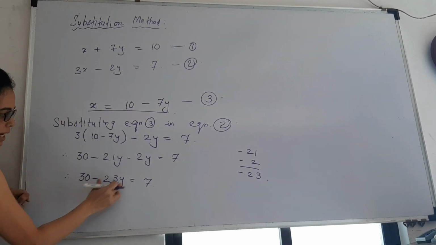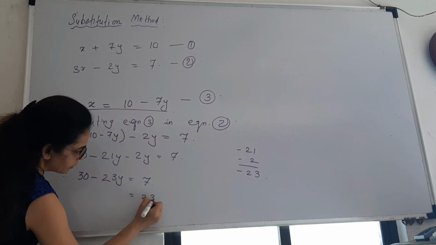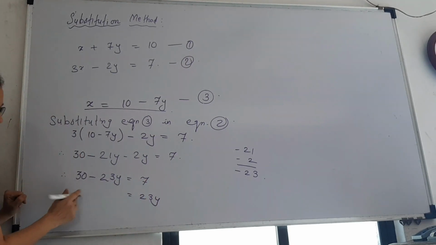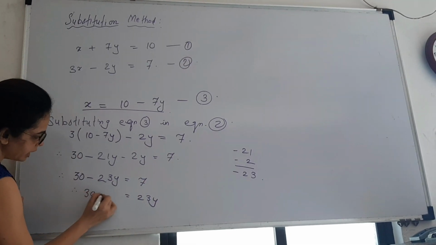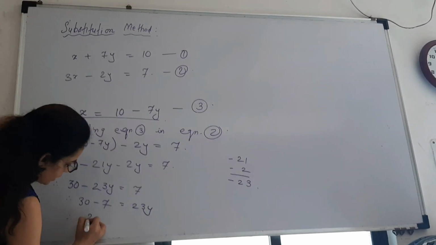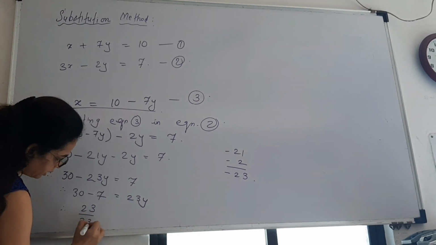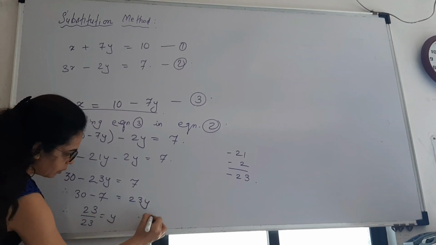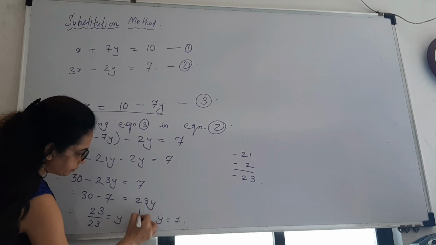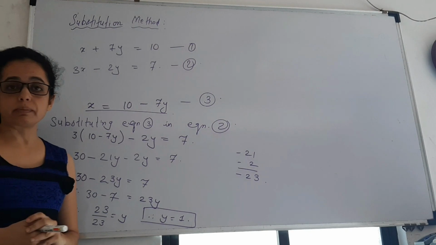Minus 23y, I take it on the other side, so it becomes plus 23y. The 7, I will take it on this side, constants on one side and variable on the other side. So this becomes 30 minus 7, which is 23. 23 divided by 23. So what do I get as the value of y? 1.